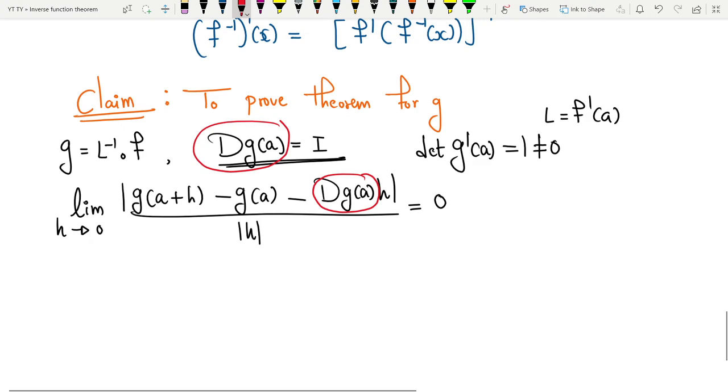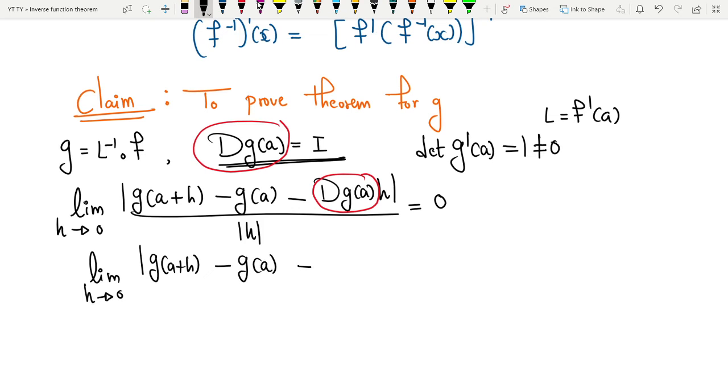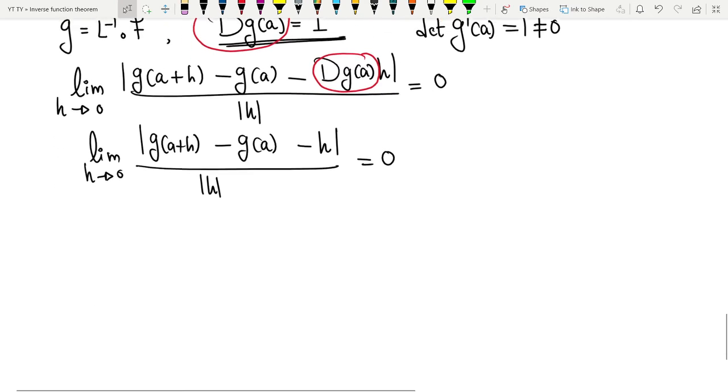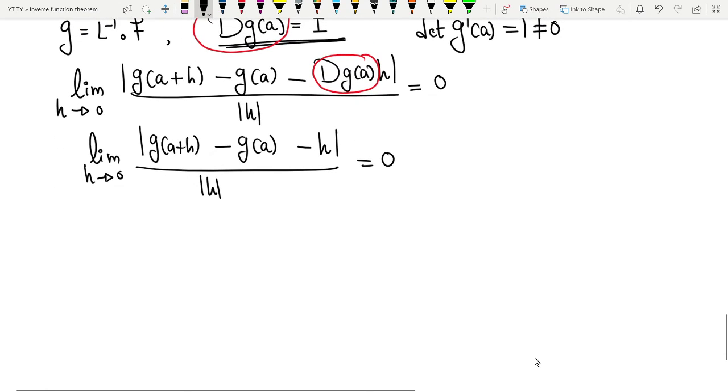So in the next step, I just use that. So this becomes my limit as h tends to 0 of the norm of g(a+h) minus g(a), identity times h, divided by the norm of h, and that must be equal to 0. After this, I see whether it is ever possible that g(a+h) can be equal to g(a) for any value of h. Can it ever happen?